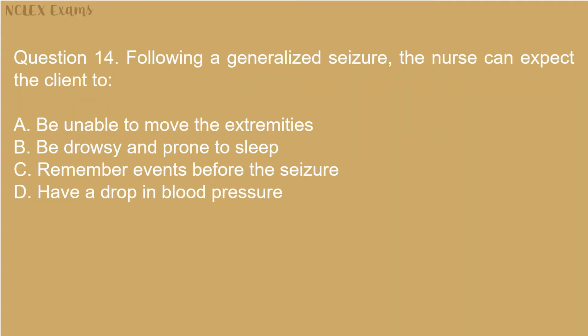Question 14. Following a generalized seizure, the nurse can expect the client to A. Be unable to move the extremities. B. Be drowsy and prone to sleep. C. Remember events before the seizure. D. Have a drop in blood pressure.